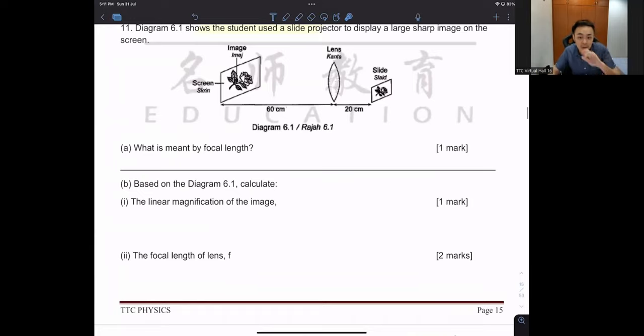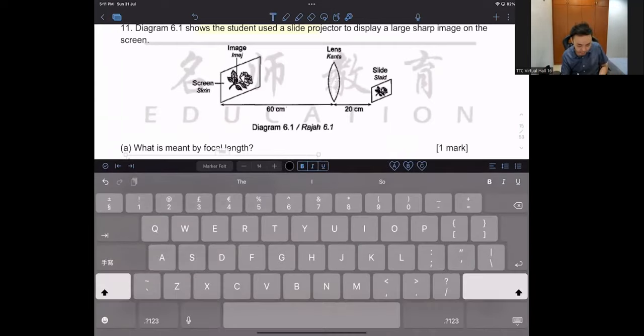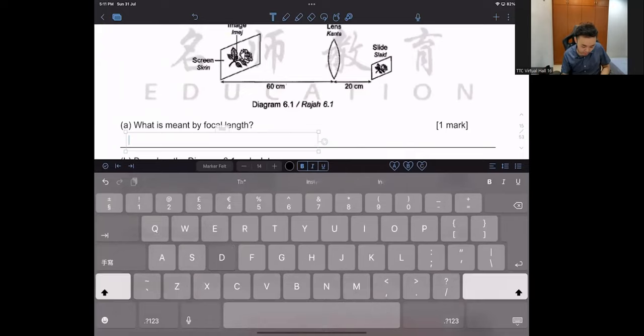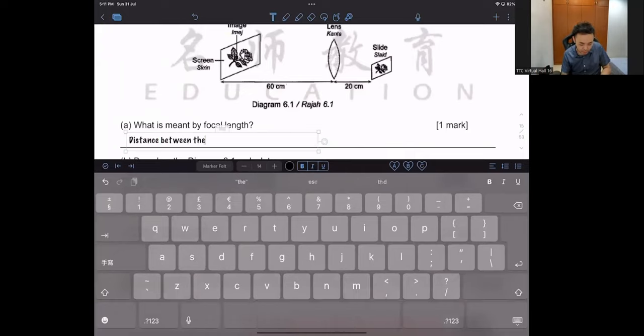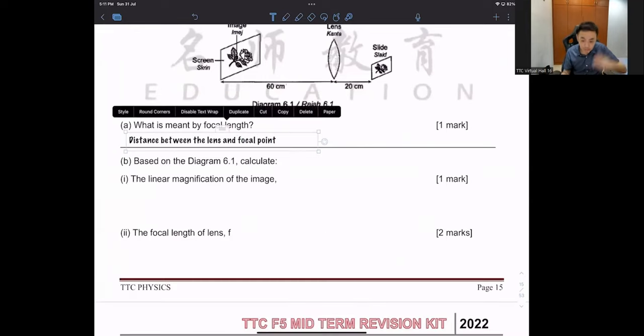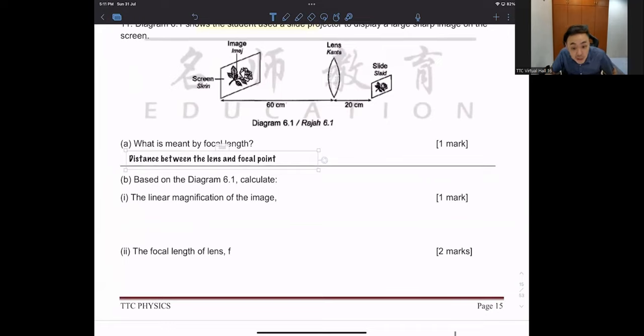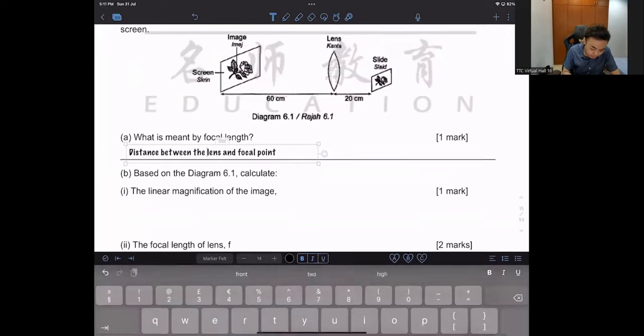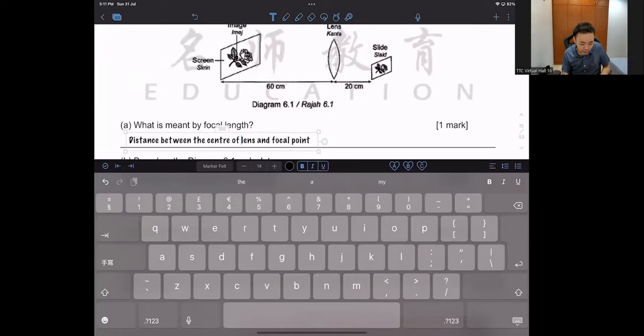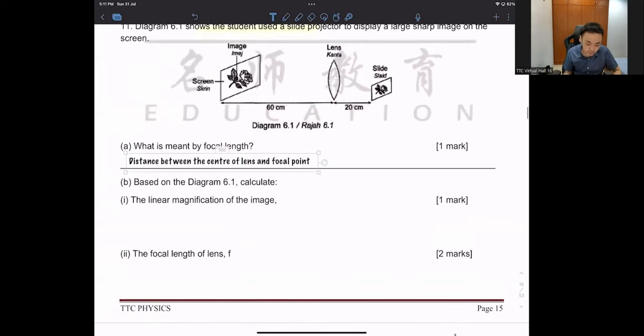Actually, focal length is quite easy to understand. This one, right? It's what? Distance between the lens and the focal point. Focal length, exactly. Distance between the focal point and the optical center. All right, between the center of the lens, sorry, I missed out. All right, and the focal point.